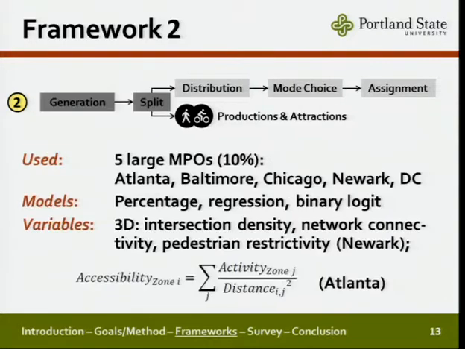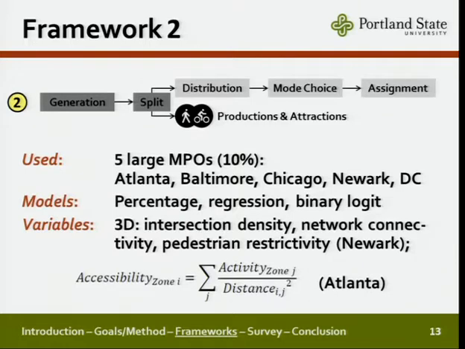Framework 2 only gives you an output of non-motorized productions and attractions. But instead of doing a separate process, it links the two, does trip generation for all modes, and then splits off non-motorized trips immediately afterwards. So again, we only know how many trips start in certain places and how many trips end up in certain places. We don't know actually where those trips are going.